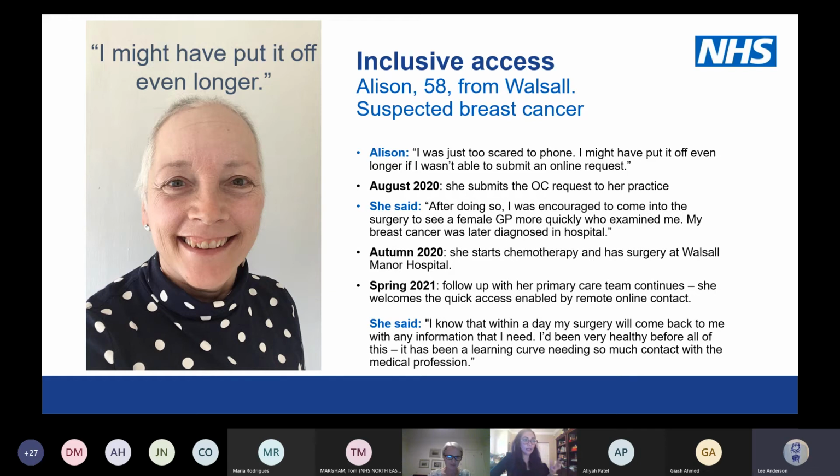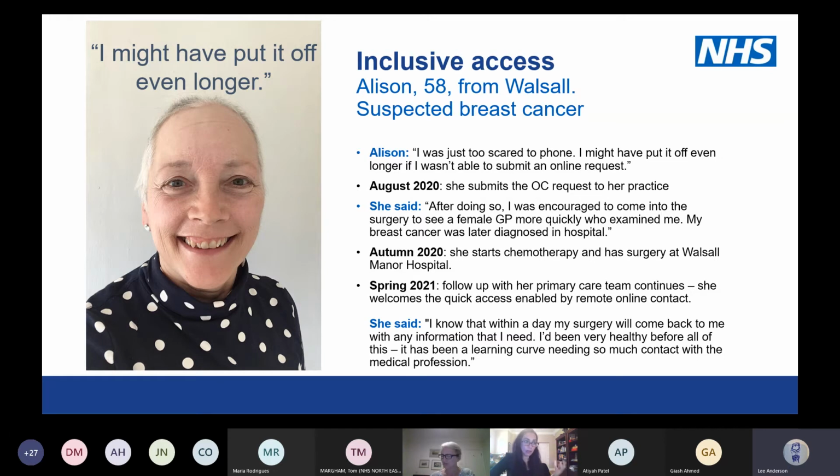So this is really just a case example, and I'll be relatively brief because I can see Sian's popped up, so I think I'm probably talking too much. But I think this is just about not assuming who does and does not want to use digital, that it can work for lots of people.